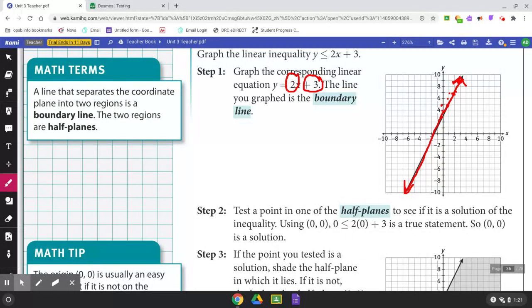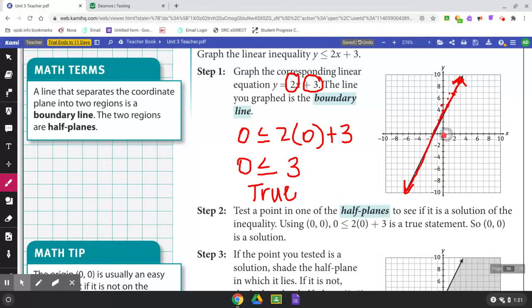Okay, so if you substitute 0 for x and y into our inequality, you'll get 0 is less than or equal to 2 times 0 plus 3. If you simplify that, 2 times 0 is 0, and 0 plus 3 is 3. Well, 0 is less than or equal to 3. That's a true statement. So because that's a true statement, that means the point 0, 0 is a solution. So you're going to shade the half plane where that test point is. You're going to shade this whole region here.